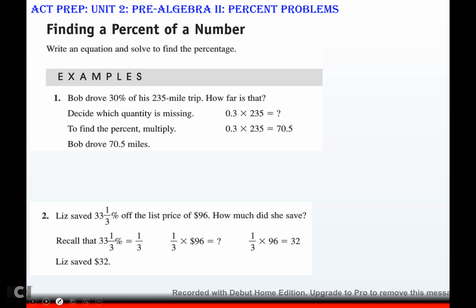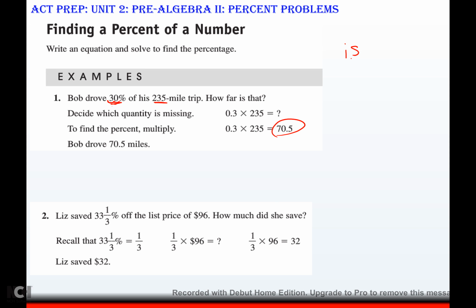It says Bob drove 30% of his 235-mile trip. How far is that? Well, they want to know what is 30% of 235. If you use your is over of thing, this is, in a sense, easier. When they want a percent of something, you just turn the percent into a decimal. So you do 0.3 times 235, and you get 70.5.